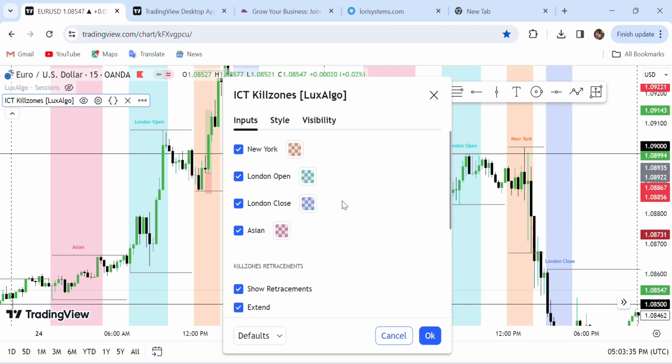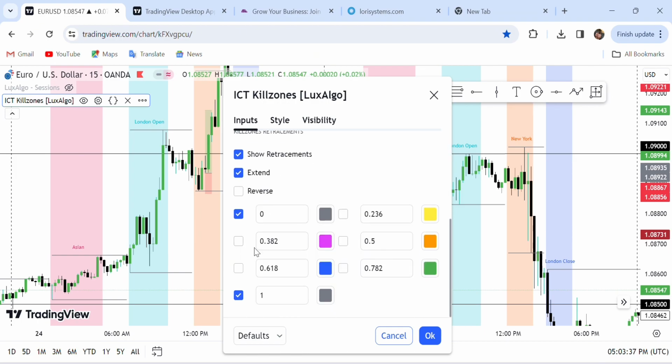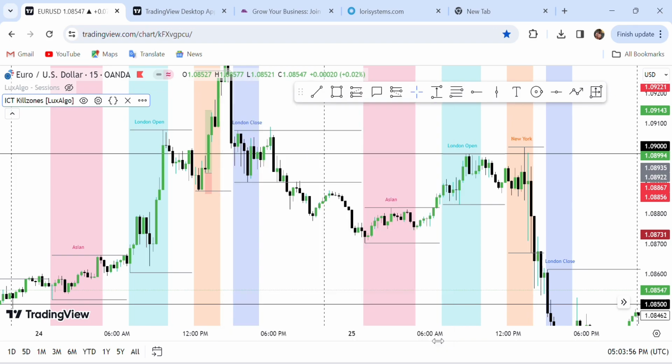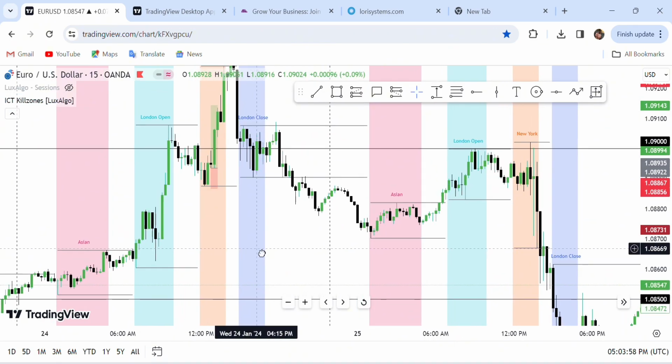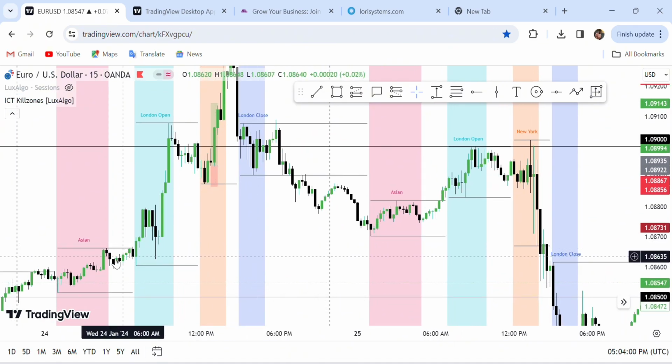and then you toggle off all these. Okay, I'm sure when you first use the indicator you might have all these on, so you toggle off all the 0.382, 0.618, 0.236, 0.5, 0.782. You toggle all of them off and then just leave the 0 and then 1 on. Okay, that's all you need to do. So now you come back to your charts. So you are going to have something like this.